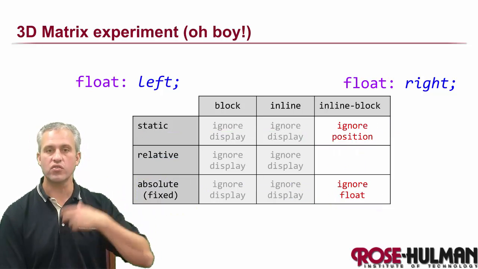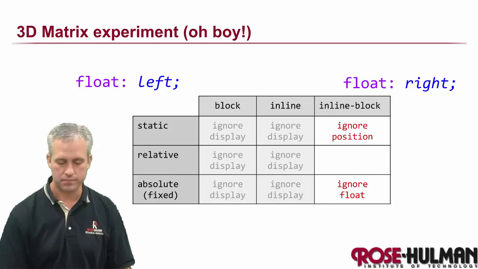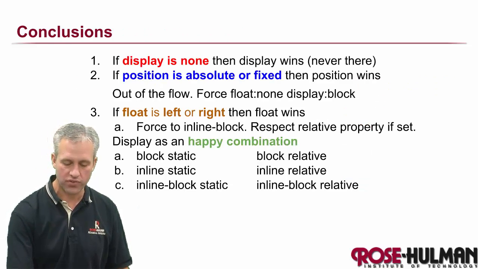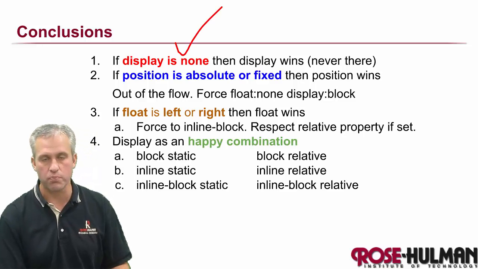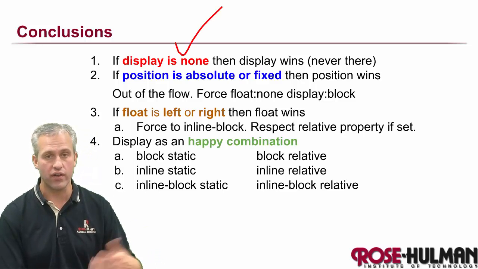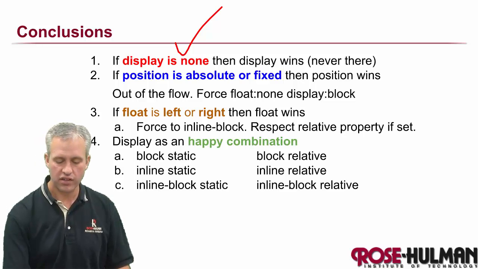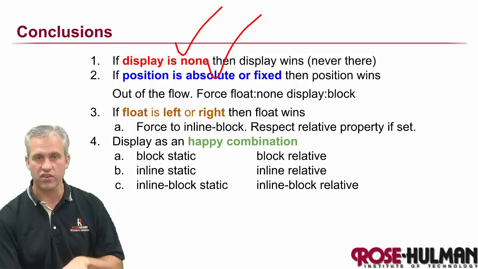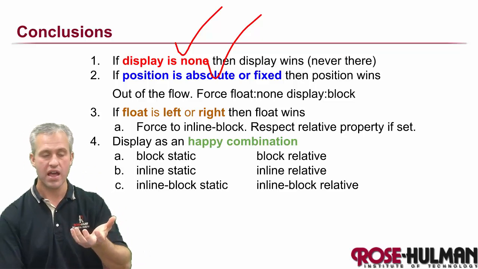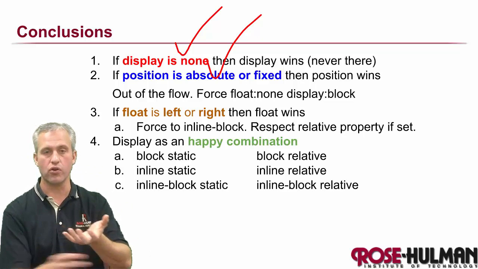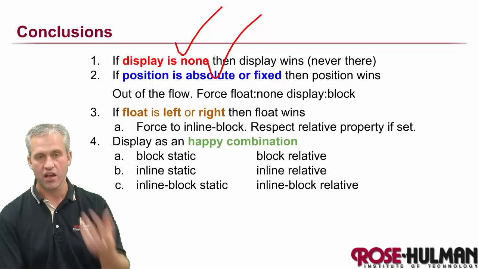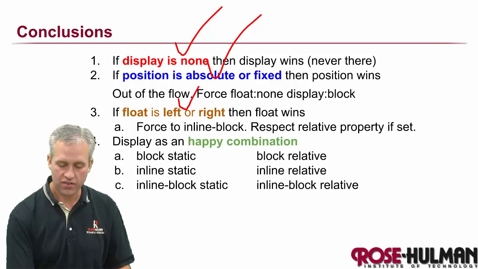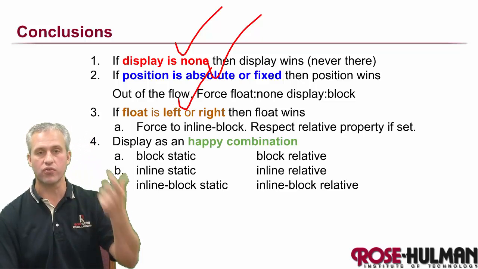So how does this fit into what we kind of learned last time? If I was to say it in words, I would say that if you're trying to figure out what's happening, the first thing you look for is display none. If display none is on there, stop looking. Next thing you look for is if it's out of the flow. So is it absolute or fixed? And if so, that's going to win. And you can stop looking for floats and displays and things like that because it wins, and then the other properties get ignored. If it is not one of those two things, the next thing you look for is float.